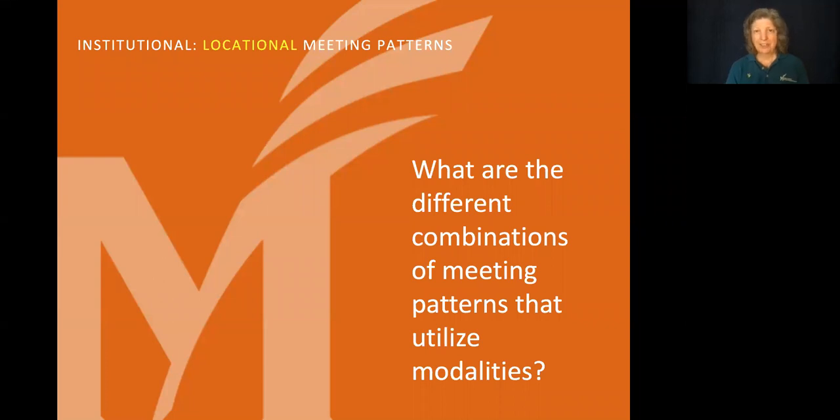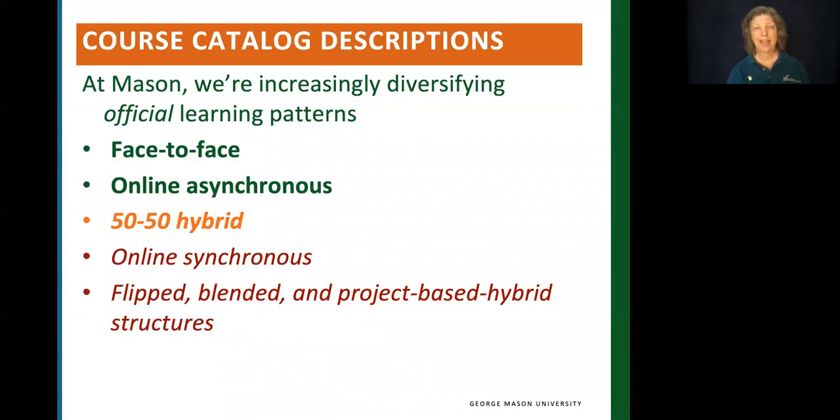At the institutional level, we're also looking to explore new learning patterns. We're increasingly at Mason diversifying the official learning patterns, the way your students sign up for a class when they go into Banner to do the registration. Students are familiar with face-to-face courses and with online 100% asynchronous courses. Some students in some departments have already had choices in which they register for a hybrid class, often a class that equally splits time between a face-to-face setting and an online asynchronous setting.